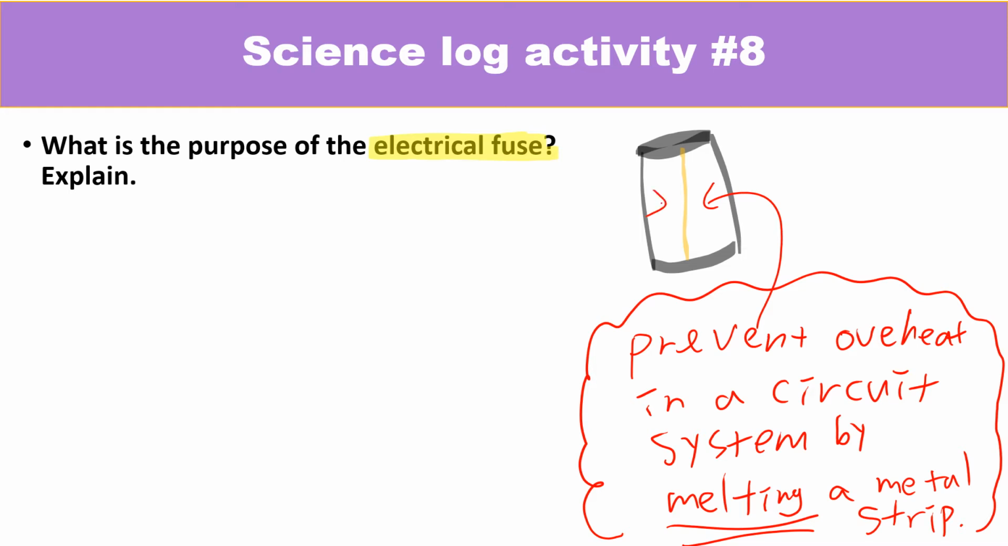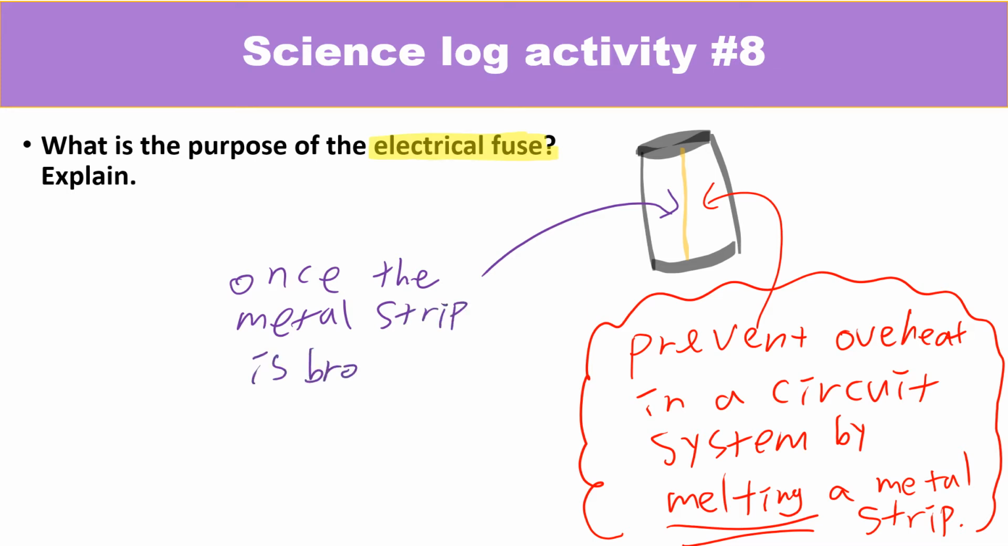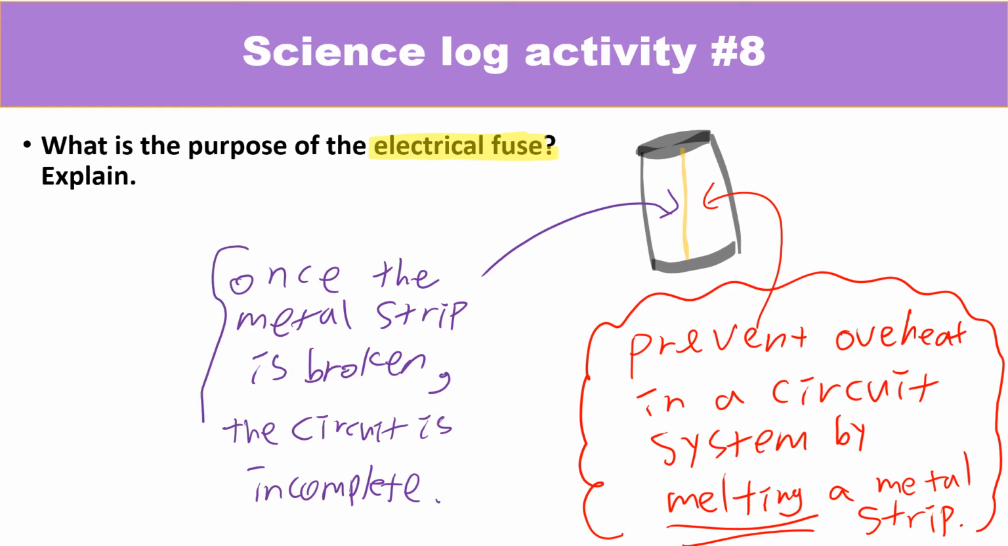And if you wonder why that is a safety device, it's because once the metal strip is gone, broken because it's melted or something like that, the circuit is incomplete. That's a fancy way of saying electricity will not flow.